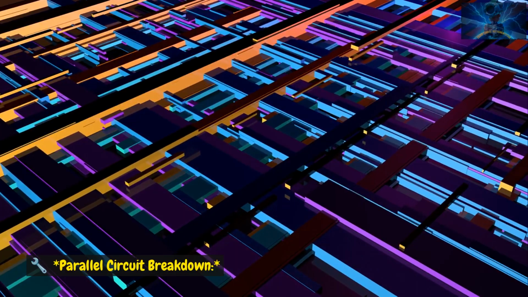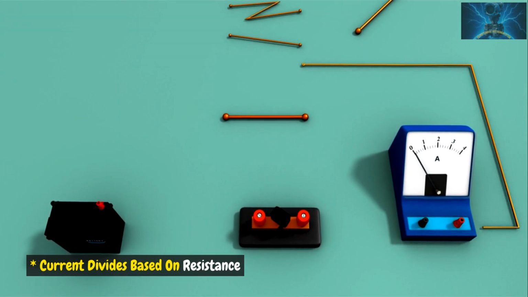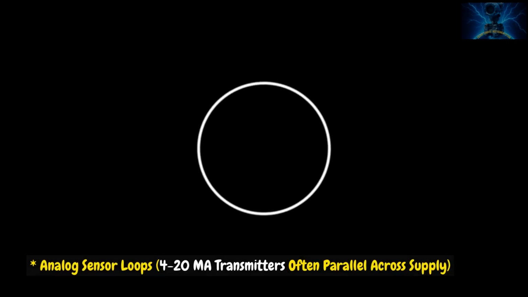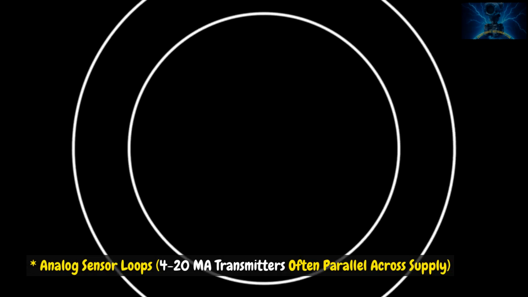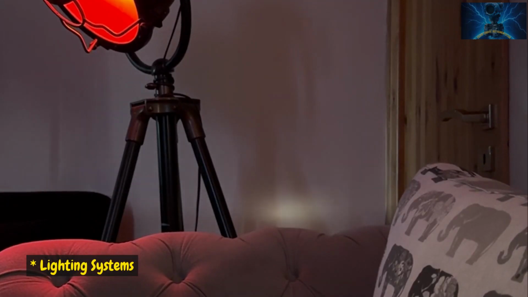Parallel circuit breakdown. Multiple paths, shared voltage. Current divides based on resistance. One failure doesn't necessarily stop the rest. Common uses: analog sensor loops. 4 to 20 mA transmitters often parallel across supply. Lighting systems, signal conditioning networks.